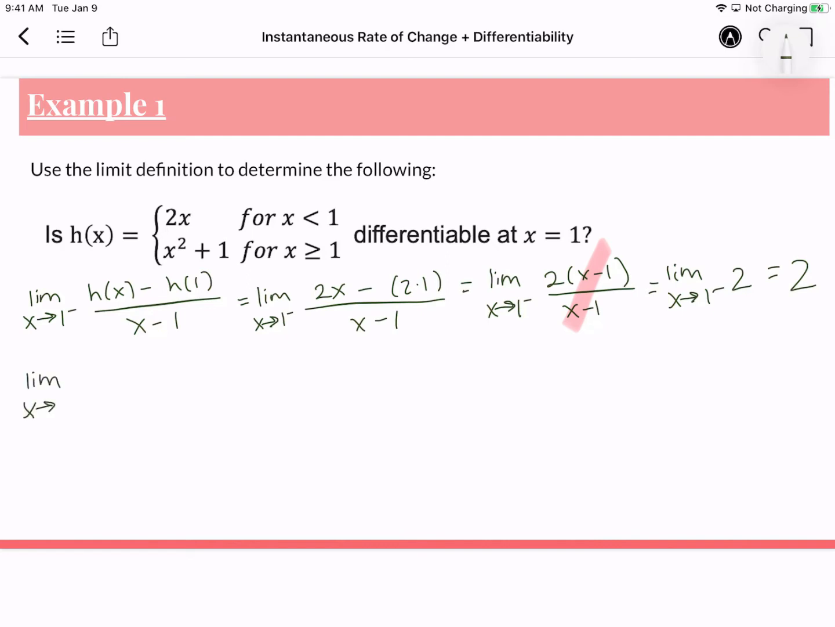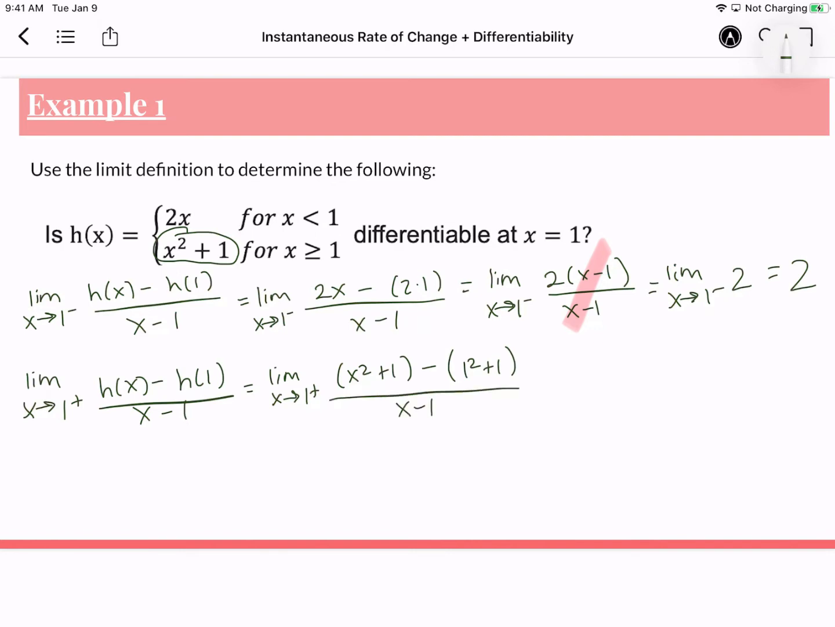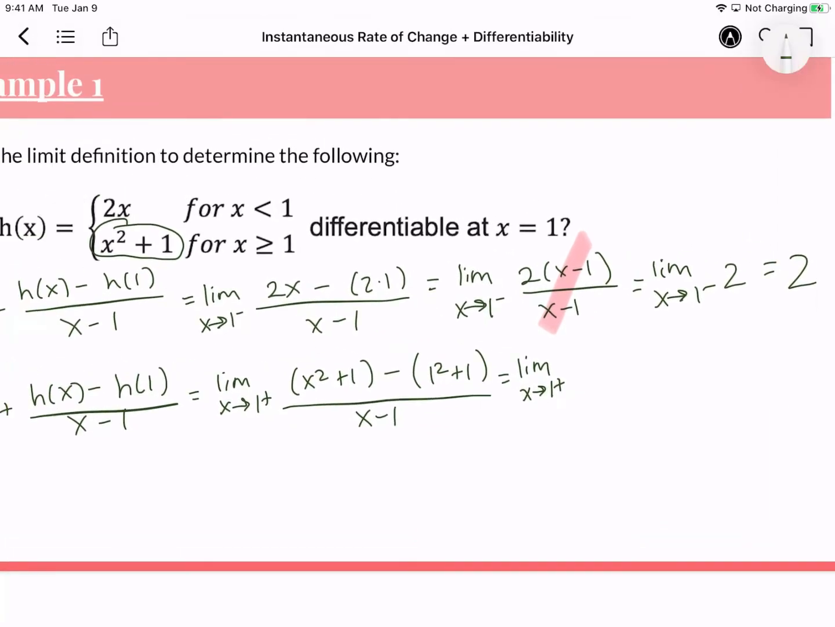So the limit as x approaches 1 from the right of h of x minus h of 1 over x minus 1. This time, since we're approaching from the right-hand side, we're going to use the other function. As x approaches 1 from the right, those are the x values that are bigger than 1. So we have x squared plus 1 minus 1 squared plus 1 all over x minus 1, equals the limit as x approaches 1 from the right. Let's do some simplification. This is x squared, 1 minus 1 minus 1 is minus 1.